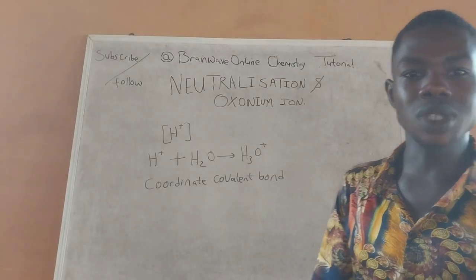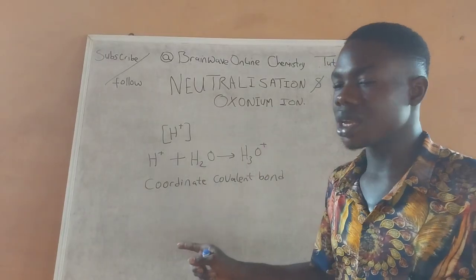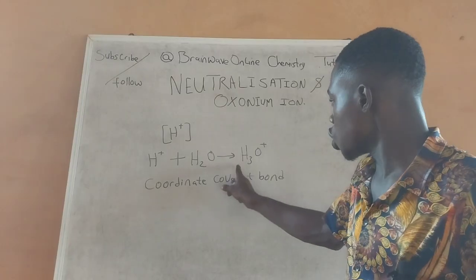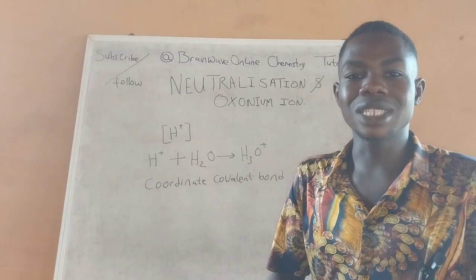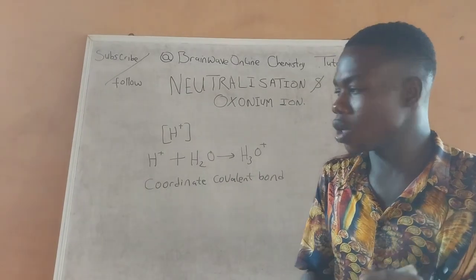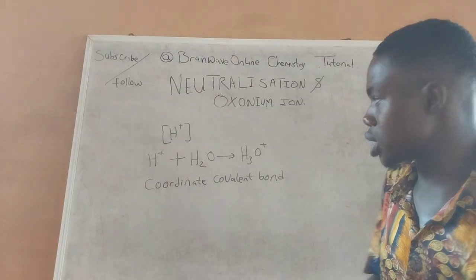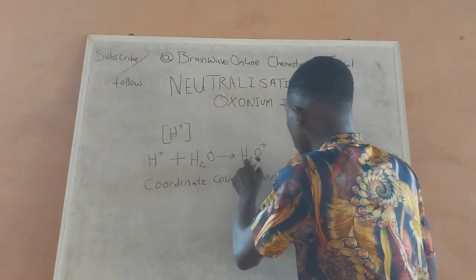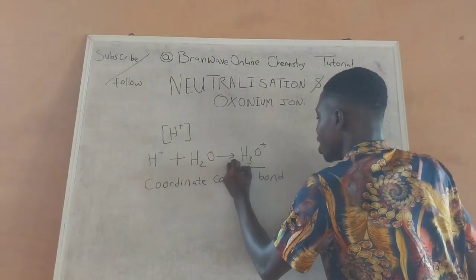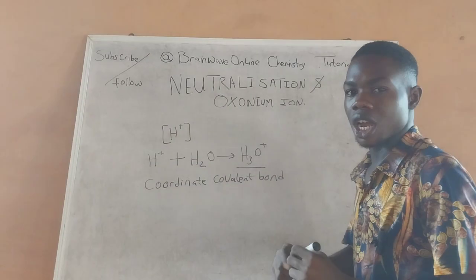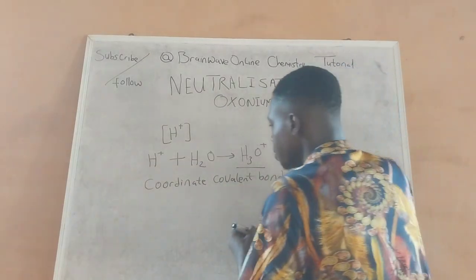Now, please we should take note that the oxonium ion can also react with hydroxide ion to form 1 mole of water alongside with the salt. Please take note of this, that this oxonium ion here can also react with hydroxide ion. So let me represent it mathematically.